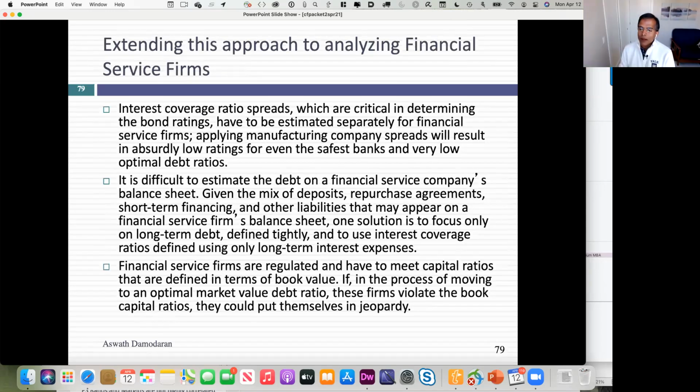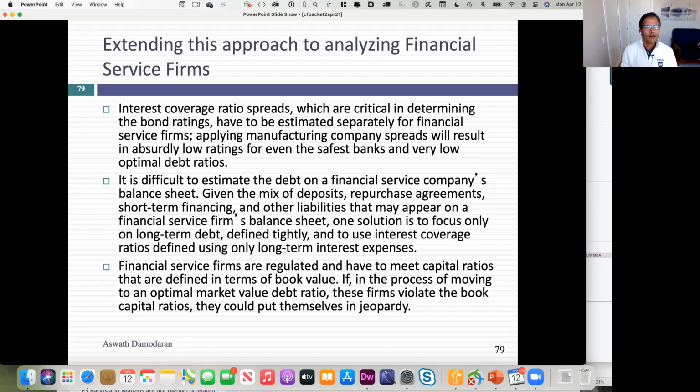Finally, let's talk about banks, insurance companies, investment banks. As I said, debt ratio for a bank means very little. Debt to a bank is raw material. It's not a source of capital. So when you ask a bank, do you have enough debt? It doesn't even make sense.